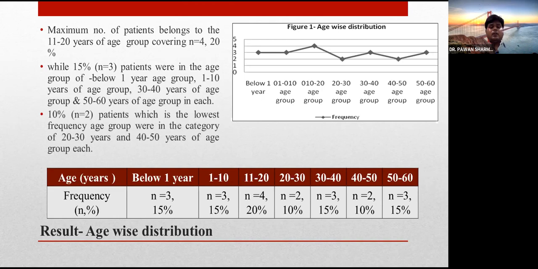If you see the table presented in this slide, maximum patients came from the age group 11 to 20 years, which is 4, and the minimum patients who came to our OPD, that is 2 cases, 10%, the lowest frequency, were in the age group of 20 to 30 years and the age group of 40 to 50 years.